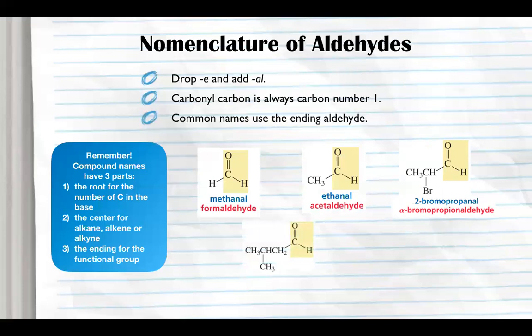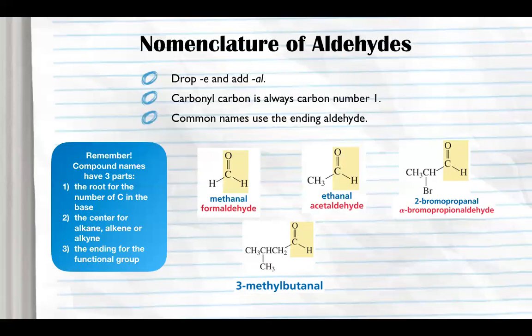Okay, so what would be the name of this one? Well, your longest chain of connected carbon atoms is 4. Remember, the carbonyl carbon has to be in that chain. So that's going to give you butanal, and then you have a methyl on carbon number 3. So it's 3-methylbutanal.